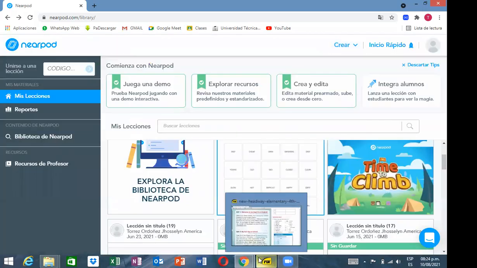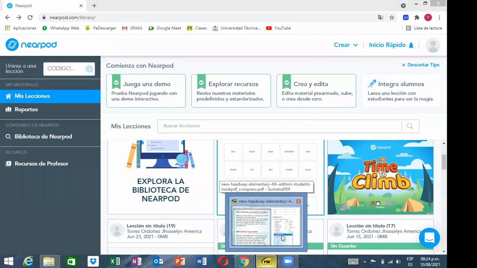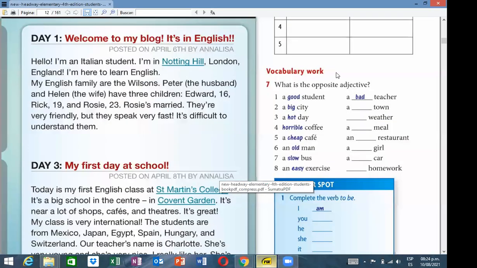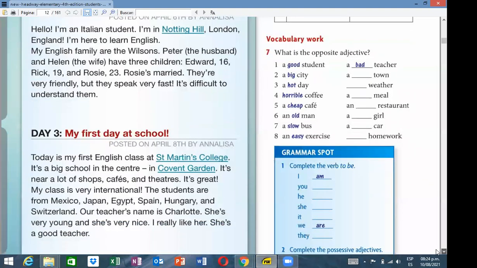Can we continue with our lesson? Okay, 1 minute more, please, okay? Complete, everybody. It's an easy activity, just for practice. 1 minute more.